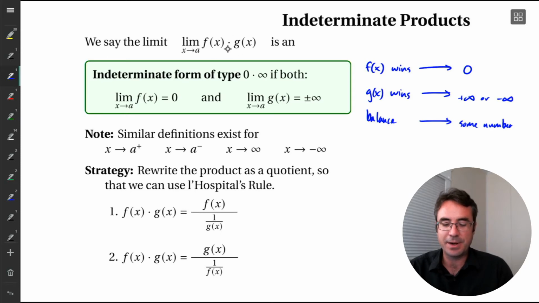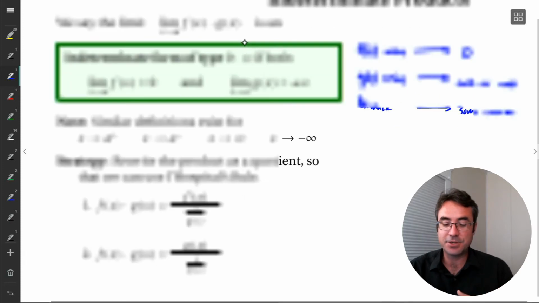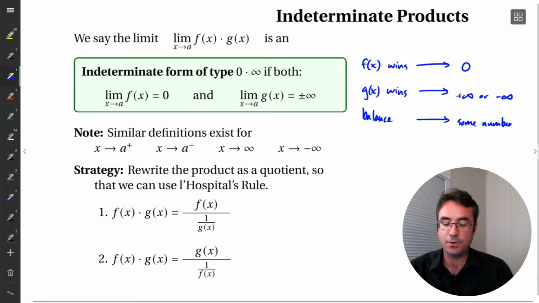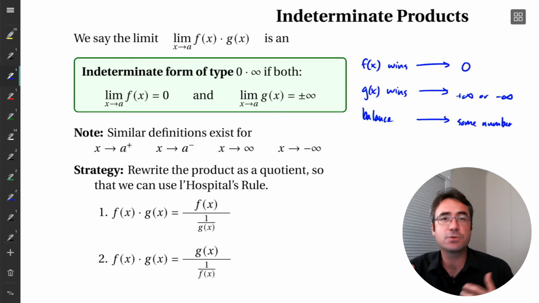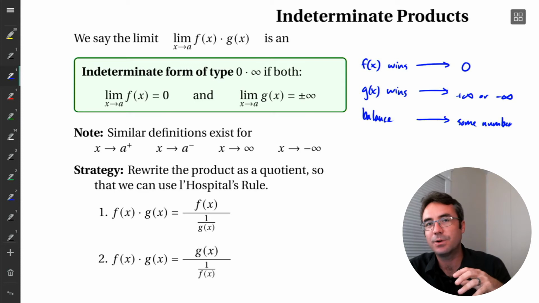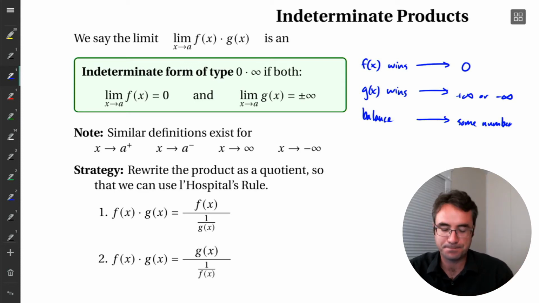So for this indeterminate product, if this first term wins, then the whole function goes to 0. If the second term wins, then the whole fraction gets really big, or maybe they sort of balance each other out. And that was the same thing that we saw with fractions, with the quotients. Does the top term win? Does the bottom term win? Or do they sort of balance each other out? All right, so we have this 0 times infinity form, and we've written it for these limits x approaching a, but similar definitions exist for right, left, and x approaching infinity and x approaching minus infinity. So standard kind of thing there.